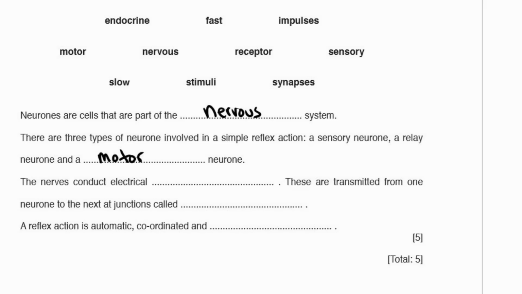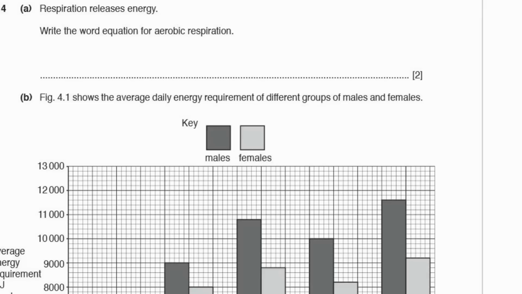Nerves conduct electrical impulses. These are transmitted from one neuron to the next at junctions called synapses. And a reflex action is automatic, coordinated, and fast. There we go. That's it.